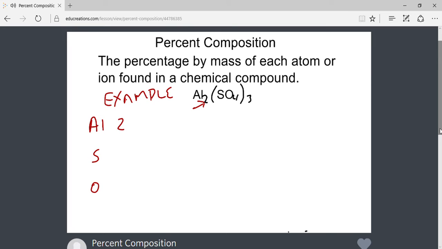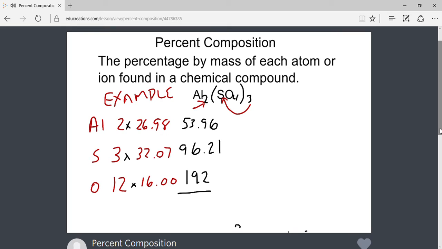For sulfur, since the sulfur is inside the parentheses and there is a 3 outside the parentheses, this is similar to the distributive property. Therefore, 3 would be multiplied by everything inside the parentheses, creating 3 sulfur and 12 oxygen. Next, we would look up the atomic mass for each element from the periodic table. Then we multiply. The sum of each of these then becomes the formula mass, or the whole that we compare the parts to.